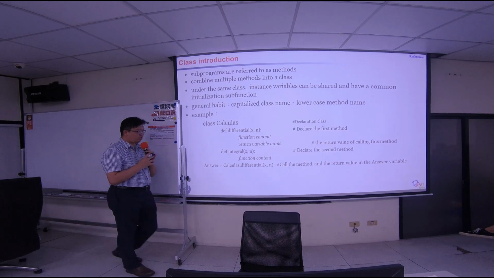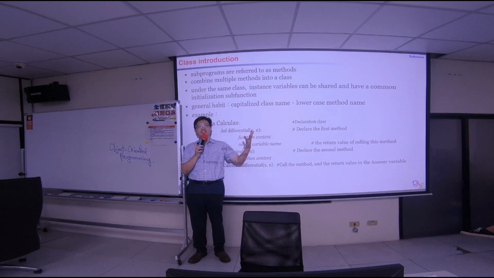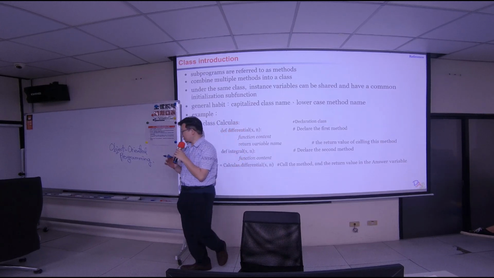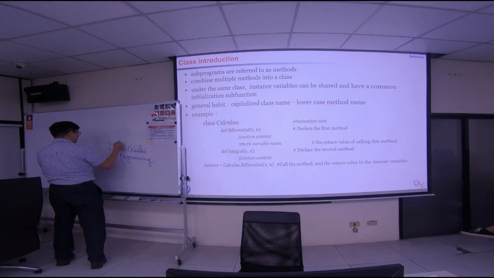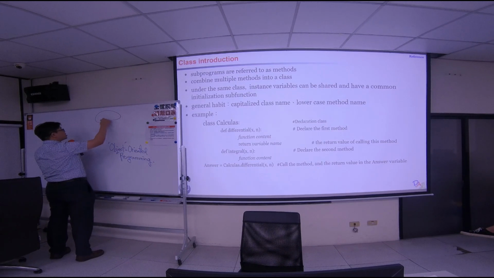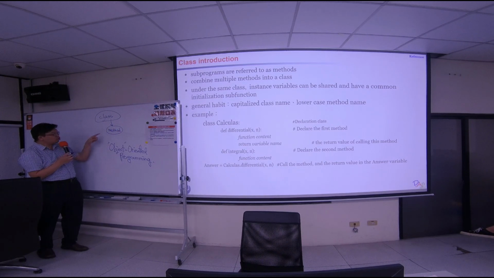So in object-oriented programming, the computer treats all kinds of items as objects. So a class is an object, and underneath the class you have a method. It's another object. So how do I use the method inside the class?